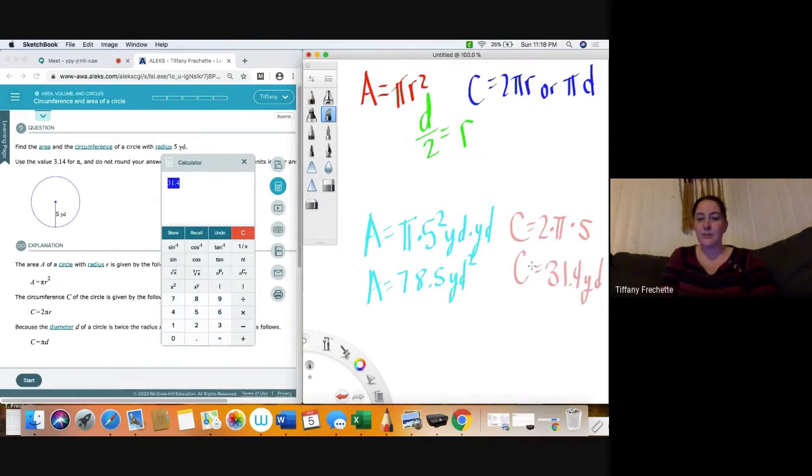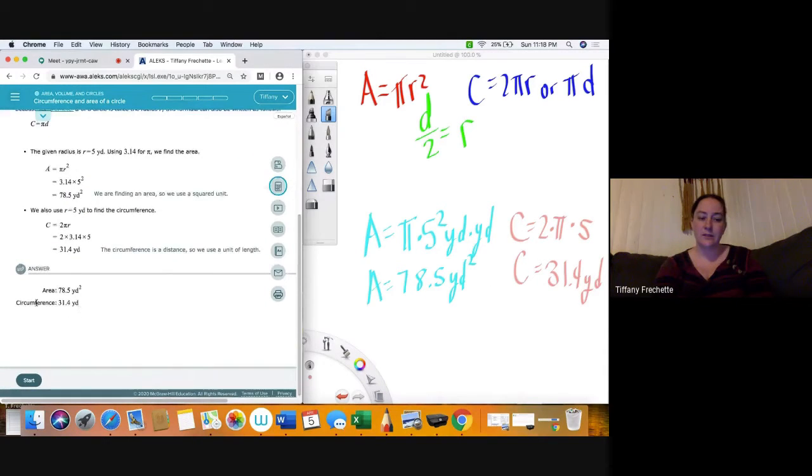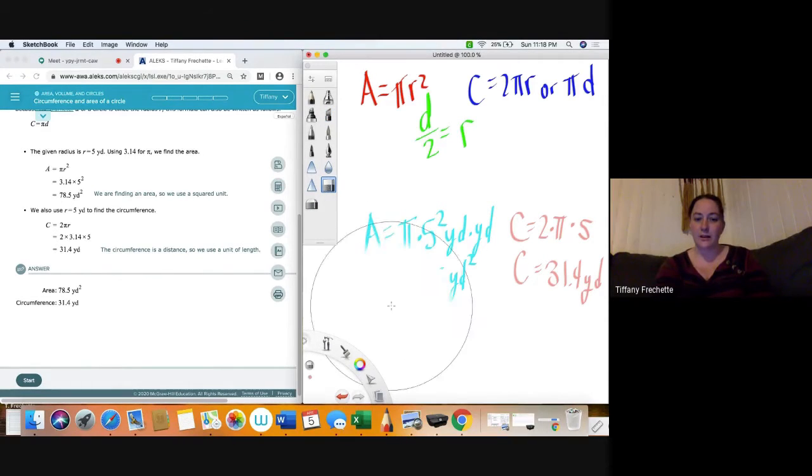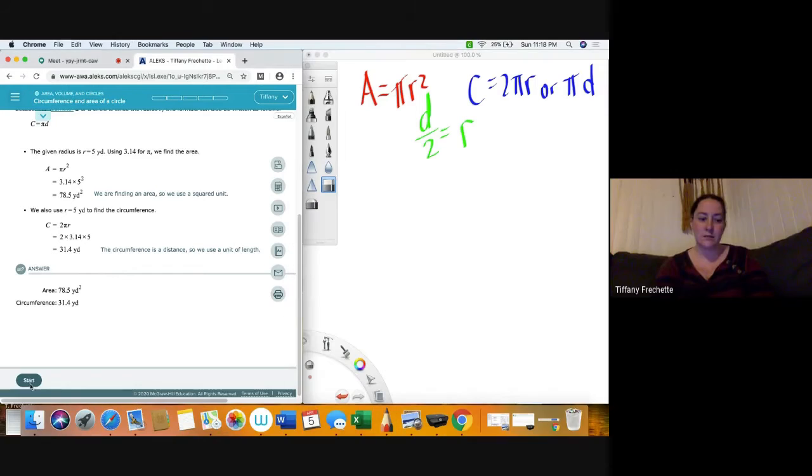Remember, circumference is just a length. It's like if we could cut the circle and lay it down as a line, like unwrap the circle and just lay it flat, how long would it be? In this case, it'd be 31.4 yards. So we go over here and we check. These are, in fact, the 2 answers that they also got. All right, so we're going to go ahead and try this in the problem here.